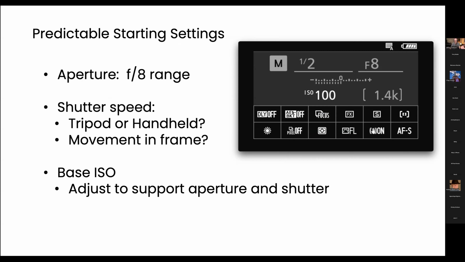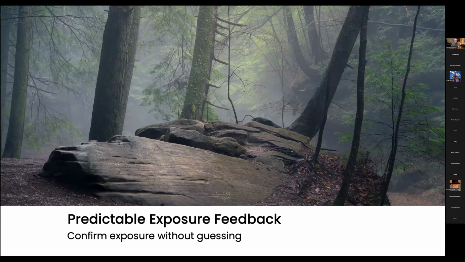Then I start at base ISO, 100 on one of my cameras, ISO 64 on the other. That's where I start. That's where I would prefer to be. But if after making my decision about aperture and shutter speed, I need to raise my ISO, I have no hesitation to do so because it's important to get that image.